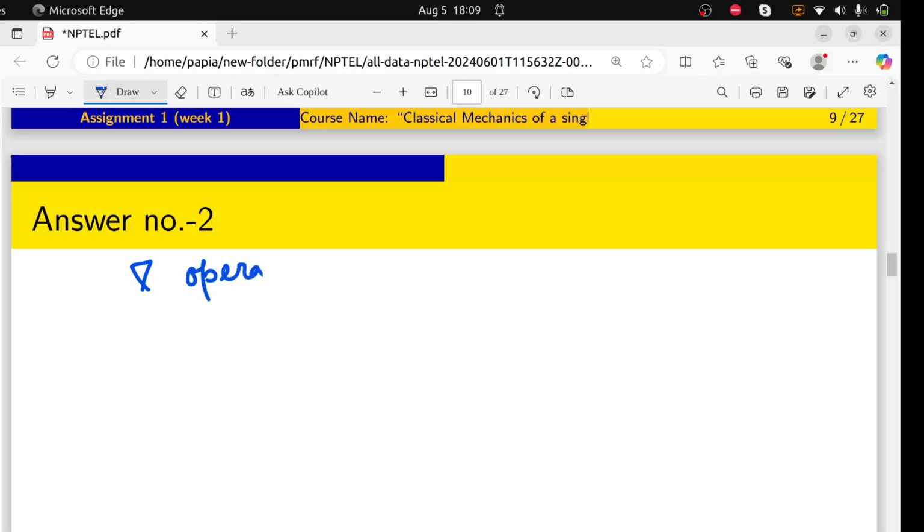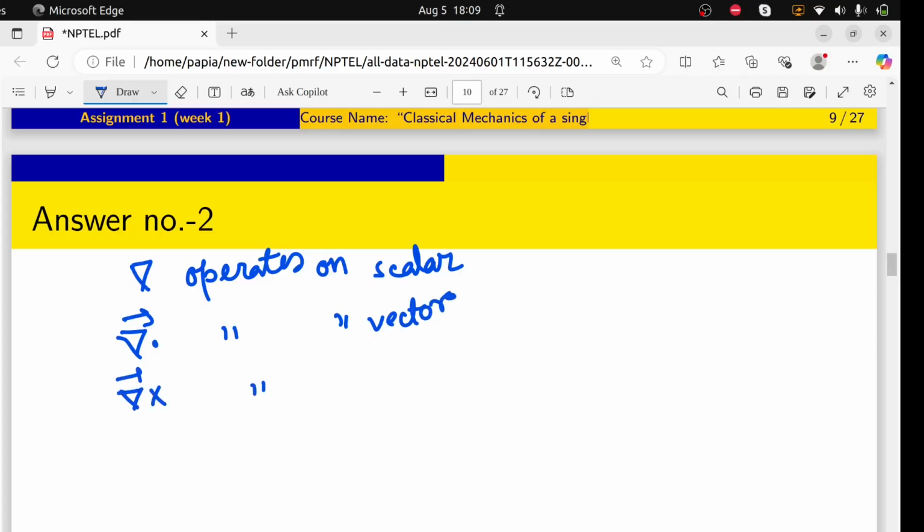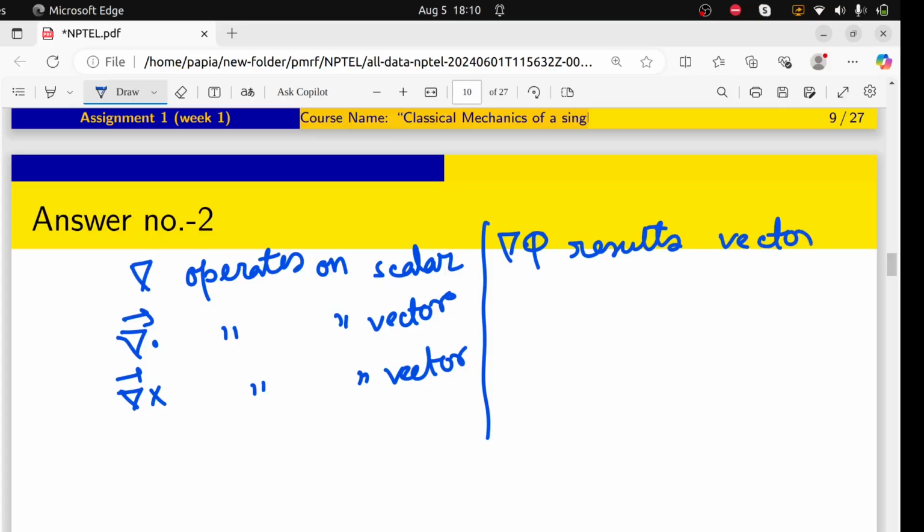The last class statement was about divergence of del. Del operates on scalar, divergence operates on vector, curl operates on vector. So these 3. And divergence of grad phi results in a vector, divergence of A results in a scalar, curl of A results in a vector.